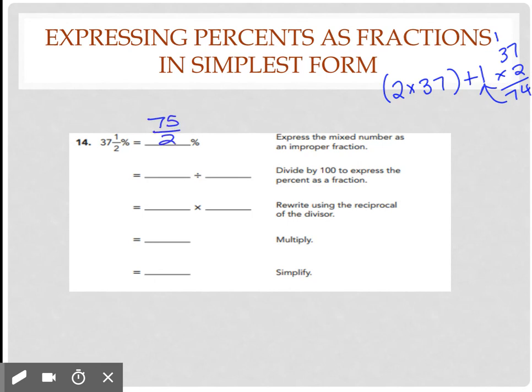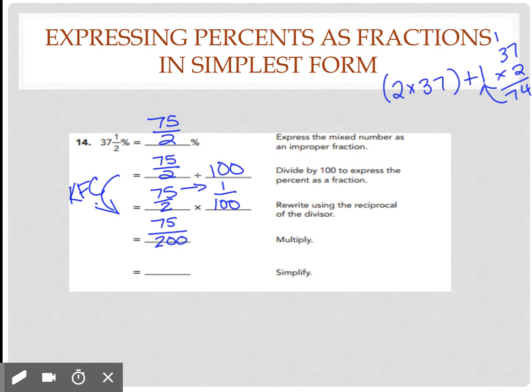My next step is to divide by 100. So 75 over 2 divided by 100. So now I'm going to get to this point, perform that keep, flip, change. I keep 75 over 2, and 100 becomes 1 over 100. So now I'm multiplying straight across. 75 times 1 is 75, and 2 times 100 is 200.